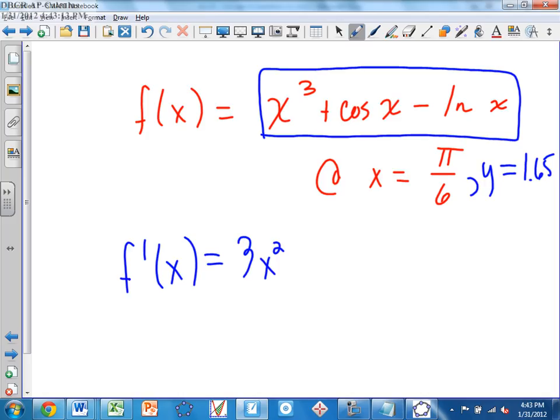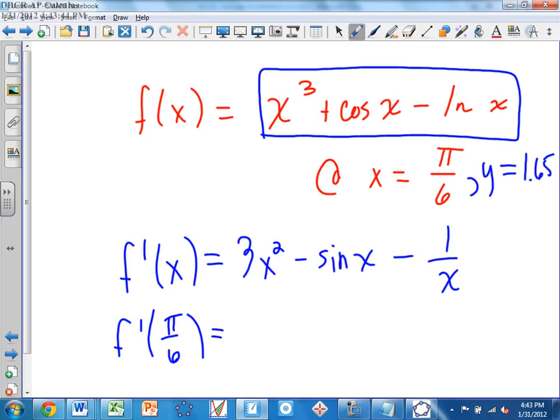So, 3x squared. Now remember, derivative of ln is 1 over x. If we wanted to make it harder, I should have probably made it x squared. I'm not going to yet, but if you wanted to, x squared, and you need the 2x for the chain rule. Don't forget that. So, here's my derivative. Find the derivative at pi over 6 now.